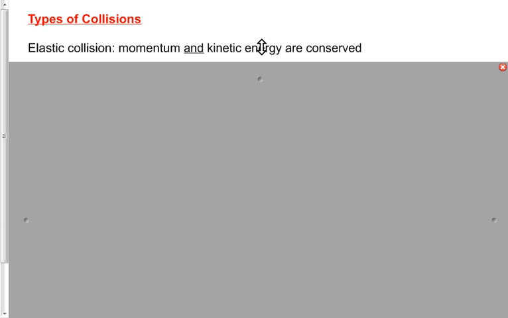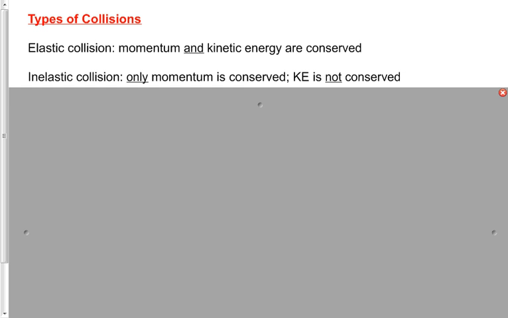But we can categorize a collision based on whether or not kinetic energy is conserved, because sometimes kinetic energy is conserved, sometimes it's not. Sometimes we lose kinetic energy. If we have an elastic collision, momentum, of course, will be conserved, but so will kinetic energy. That means momentum will stay the same, but so will kinetic energy. If we have an inelastic collision, of course momentum is conserved. But this time kinetic energy isn't. You're going to lose kinetic energy in the case of an inelastic collision.